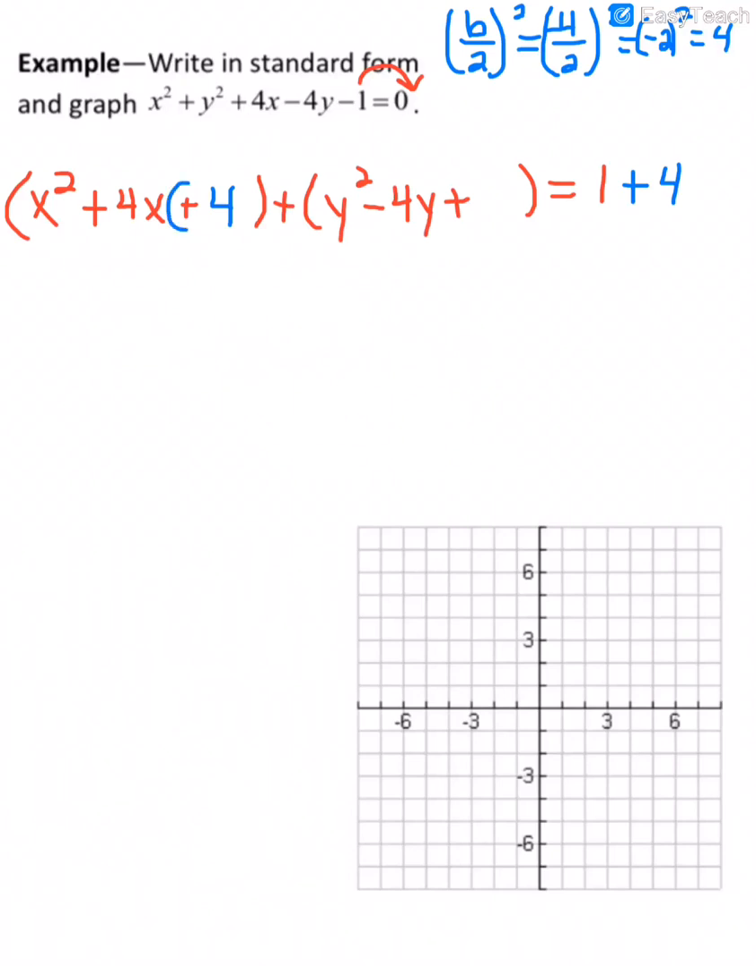And so that's why I went ahead and put these pluses here, because whatever we add is always going to end up being positive because we have to square it. So this would also be a +4. And again, I have to add the same thing to the other side of the equation.